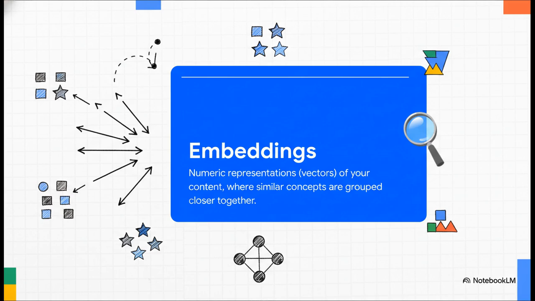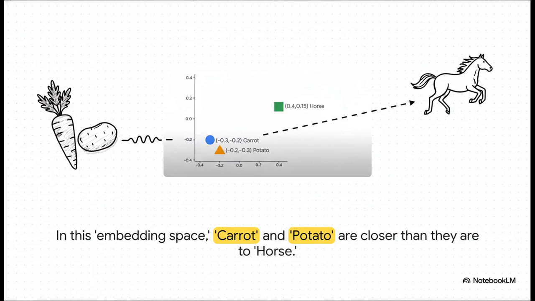An embedding is just a long list of numbers, a vector, that represents a piece of content, like a word or a sentence. The magic is that the AI model learns to create these numbers so that things with similar meanings get assigned very similar sets of numbers. This little diagram makes that idea way easier to grasp. Imagine a giant map where every concept has a location. The AI figures out that carrot and potato are both root vegetables, so they should be neighbors on the map, plotted really close together. But horse, that's a totally different concept, so it ends up way over on the other side of the map. That distance is literally how the AI measures meaning.